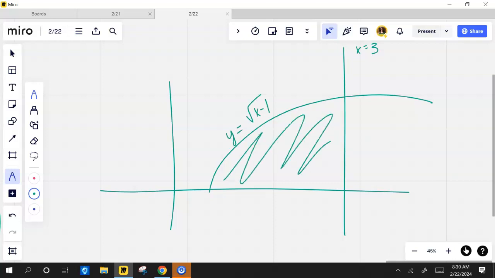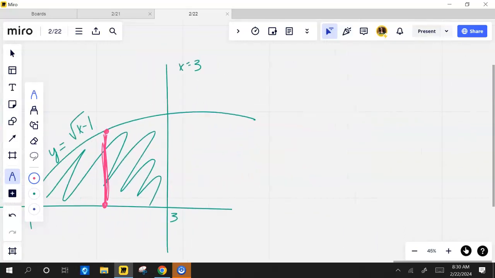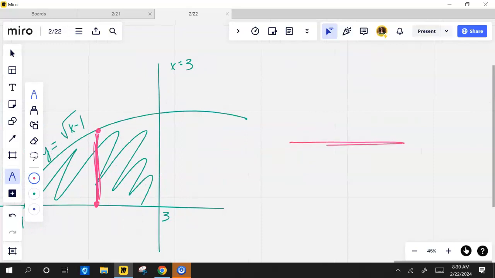All right, so here's my region. And here's my cross section. Now this cross section is the base of an equilateral triangle. All right, so this is where it gets sticky. There's my base, equilateral triangle. I can easily find my base, right? That's in my equation. What's the length of the base? Square root x minus 1.